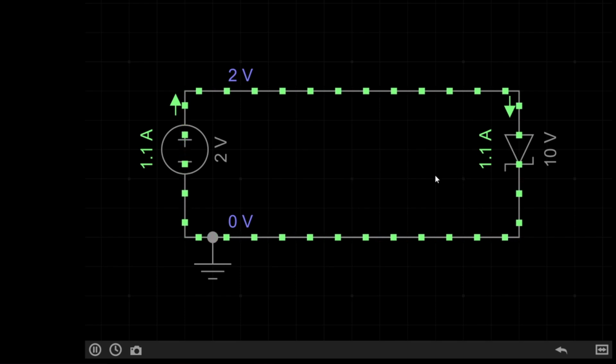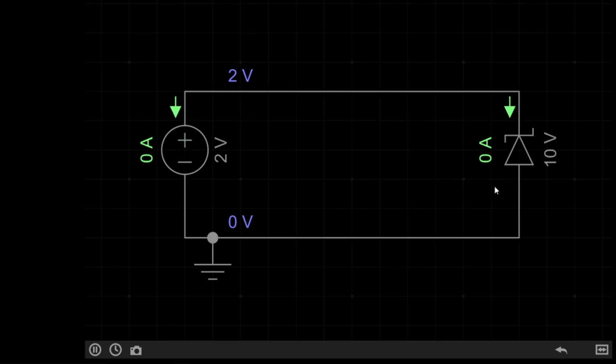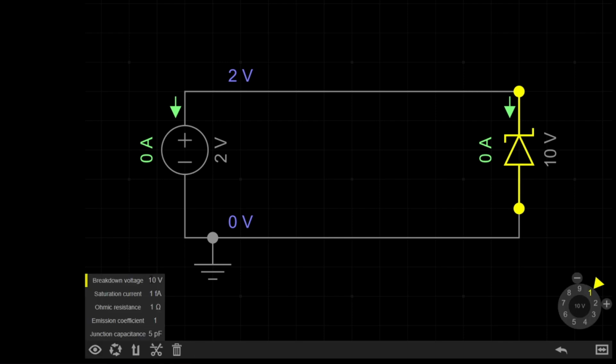If I now turn the Zener diode around, then the current will stop flowing. Again, this response is much the same as a standard diode. However, if I look at the specification for this Zener diode, I can see that its breakdown voltage is 10 volts. On a standard diode, exceeding the breakdown voltage would cause the diode to fail, to burn up.